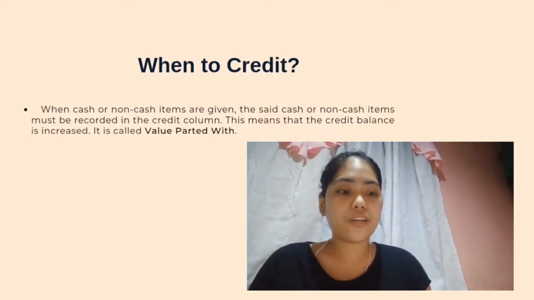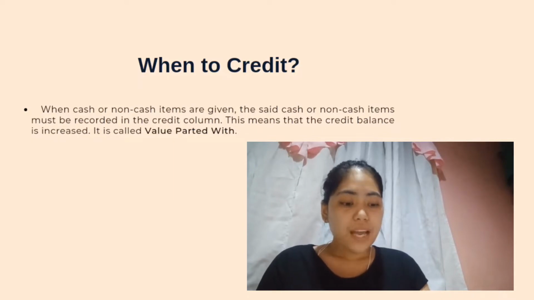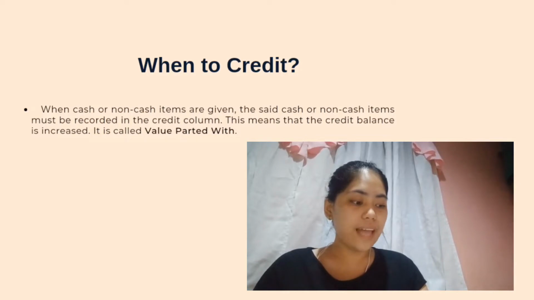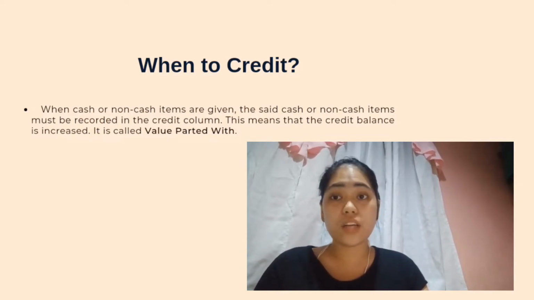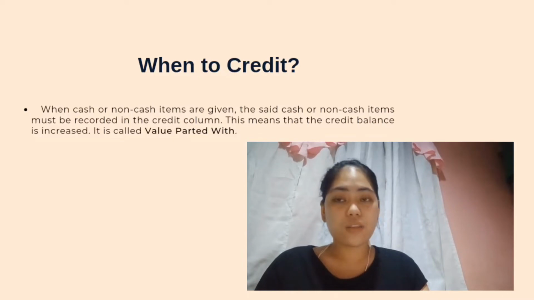Next, we have the credit. Credit, abbreviated CR, comes from the Latin root creditum, meaning something entrusted to another, or the value parted with. When cash or non-cash items are given, they must be recorded in the credit column. This means that the credit balance is increased. That is also why it is called value parted with.